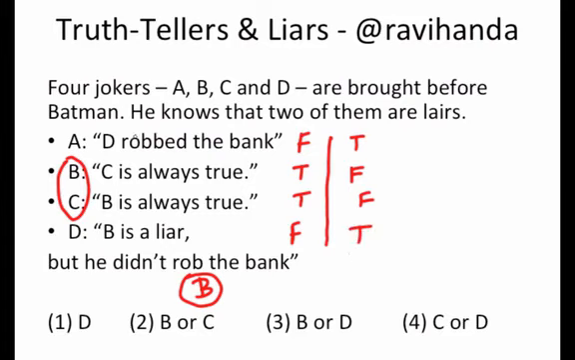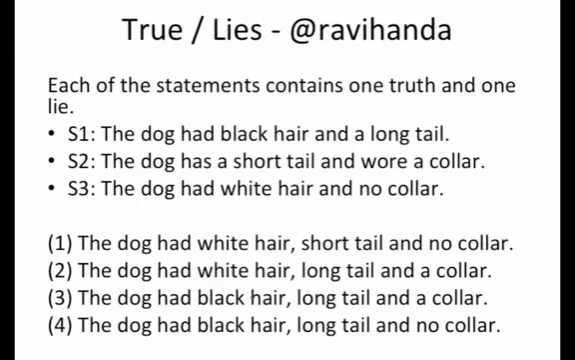and D is true. What does A say? A says D robbed the bank. So that means D is also a possibility. So who actually robbed the bank? It could be B, it could be D, and that is the reason why you will mark option 3 as your answer. Let's look at more types of knights and knaves.